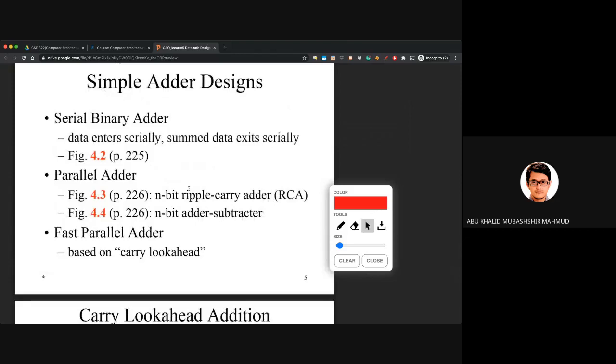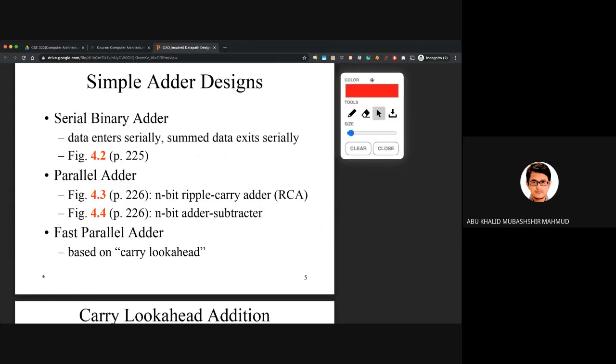This is the ripple carry adder, etc. I have already shown you in the mid topics, so I'm not going to repeat these things. But if you want some elaboration, please follow my previous lectures, or you can go through the internet.